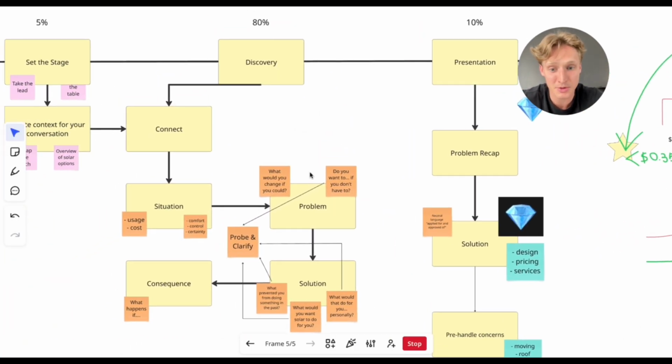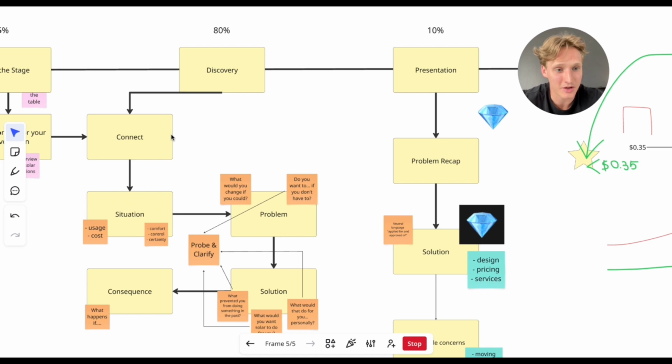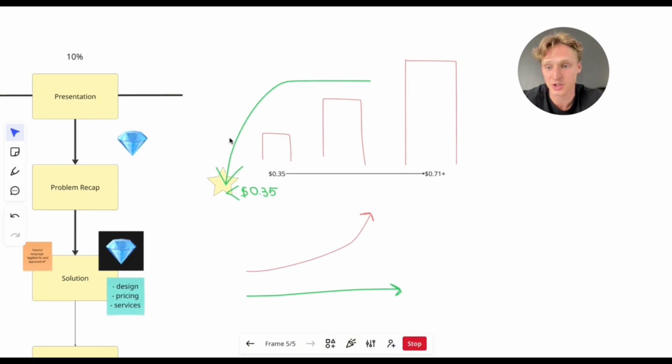Our discovery, 80% of the appointment is discovery: understanding their situation, what they want to do about their situation, how they feel about it, how they want to change it, how they feel about solar, what they like about solar, what they don't like. After all that's understood, I can present my solution in 5 to 10 minutes. And because they told me exactly what they wanted, right here in these last videos, I can frame my solution in a way that it's what they said they wanted. And so why would they not do it?